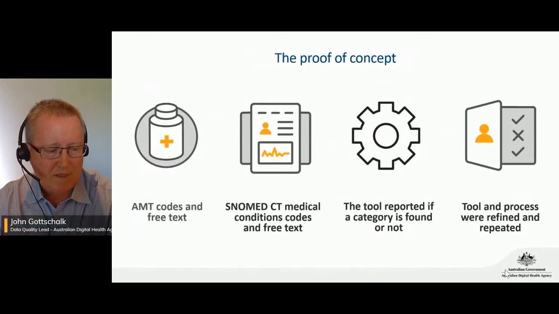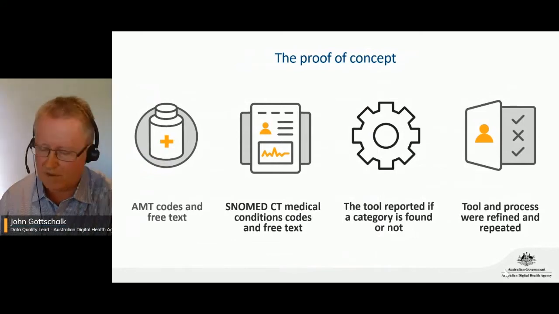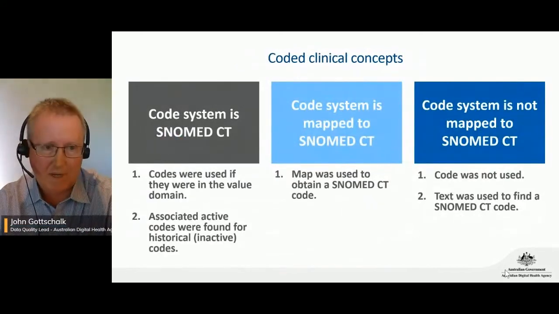When we found data that was coded, if the coding system that was used to code the data was SNOMED CT or the Australian extension to that, then if the codes were in the required value domain, then they could be used. We also allowed for the possibility that there was inactive codes or historical codes. And we coded for that by finding the associated active codes using the association reference sets.